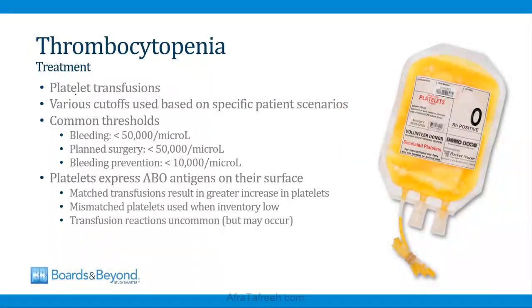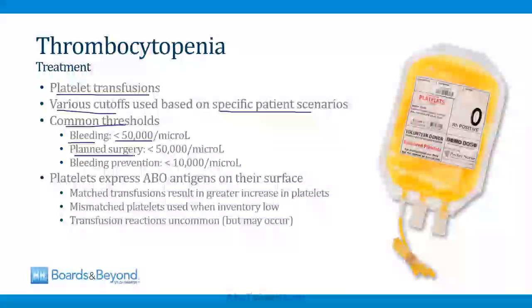The treatment of thrombocytopenia can involve platelet transfusions. There are various cutoffs that are used for when to transfuse based on specific patient scenarios. Some of the commonly used thresholds include a patient who is bleeding and has a platelet count less than 50,000. This is often an indication for a platelet transfusion. Along those same lines, if surgery is planned and bleeding is anticipated and the platelet count is under 50,000, this is also often an indication for transfusion.